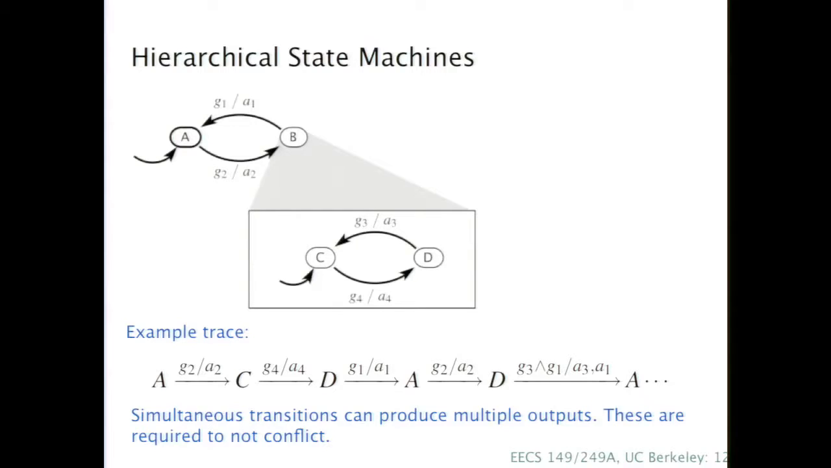Then from A, I might go back to D. Oh, D. I went to D. So is that a history transition or a non-history transition? It's a history transition, right? I went to D, so I remembered where I was. So now, once I'm in D, if both G3 and G1 are enabled, then my reaction will be to simultaneously produce A1 and A3 and transition to A. Where will I come into the next entry into B? Into C, right? Because I took the transition from D to C.